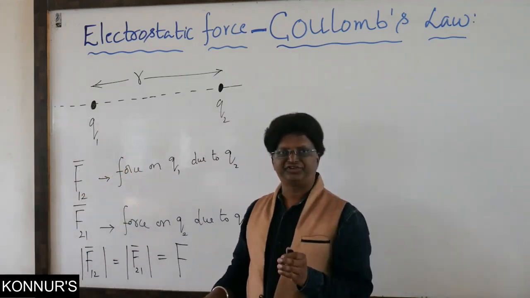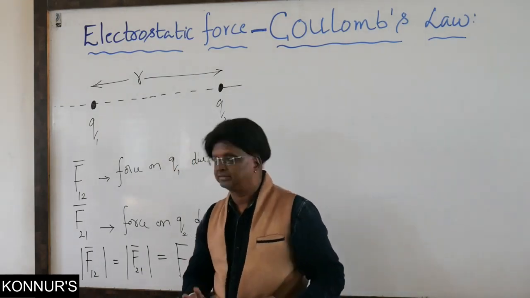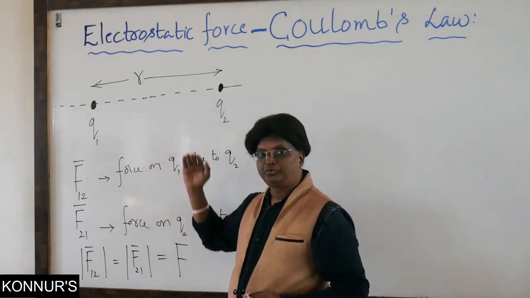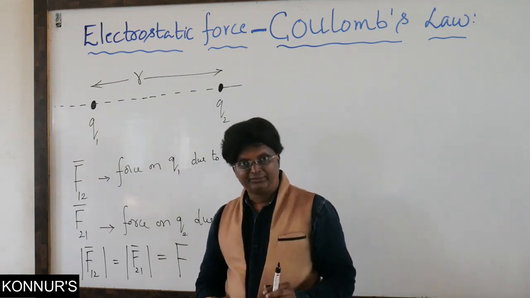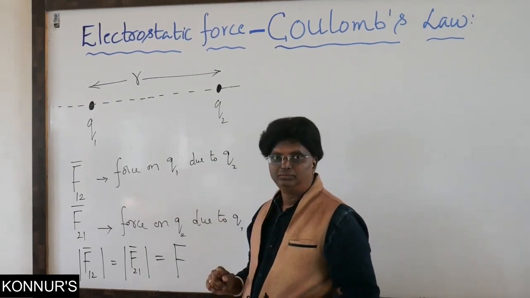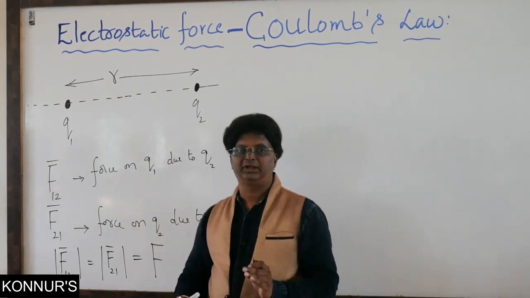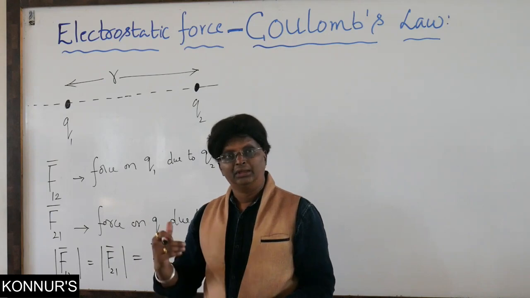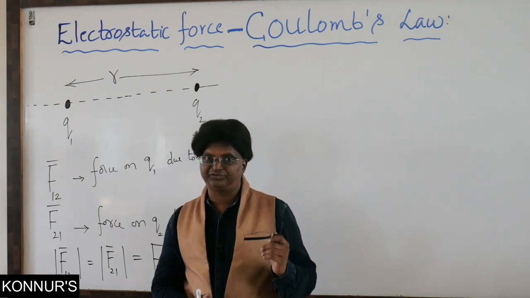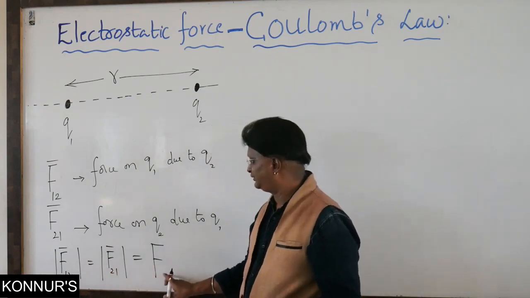Now let me explain the situation briefly one more time. Q1 and Q2 are stationary point charges at a distance r. Then Q1 and Q2 exert force on each other, such that F12 bar is the force on Q1 due to Q2, and F21 bar is the force on Q2 due to Q1, the action-reaction pair. Of course, as we know, it can be either an attractive or a repulsive force depending upon the nature of the charges. Because of this action-reaction pair, the magnitudes are the same.